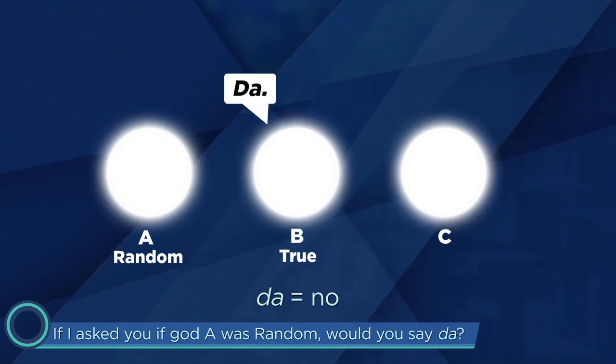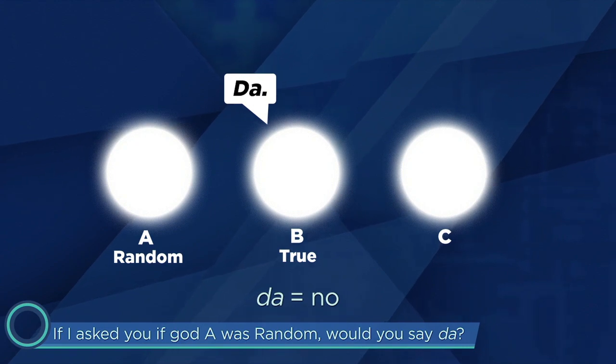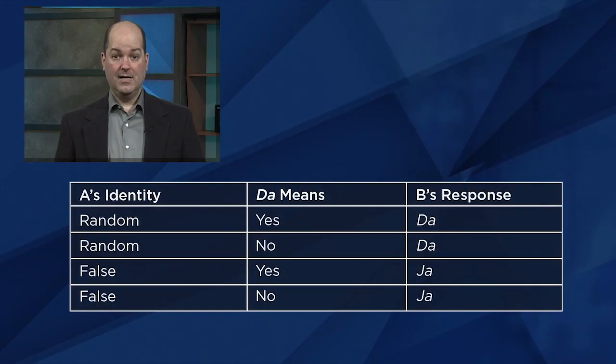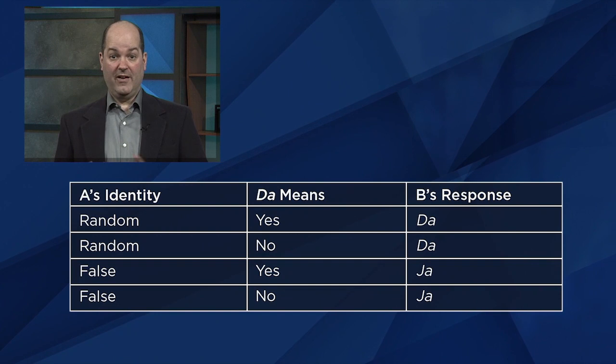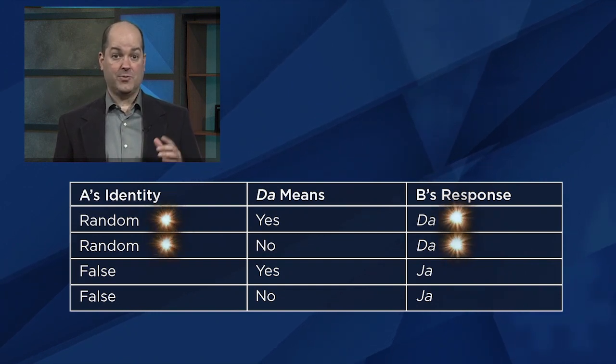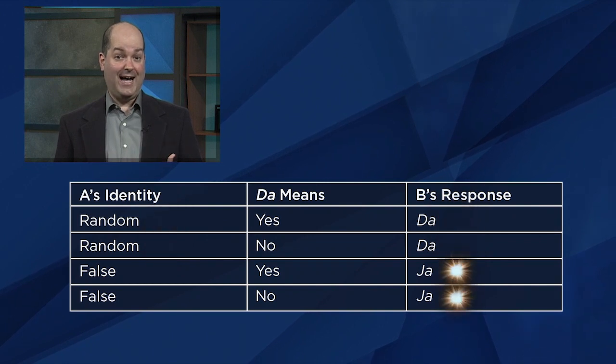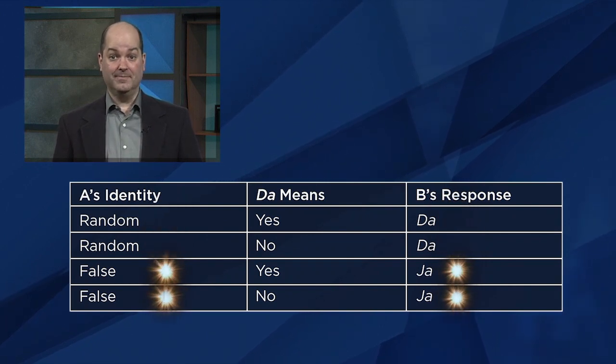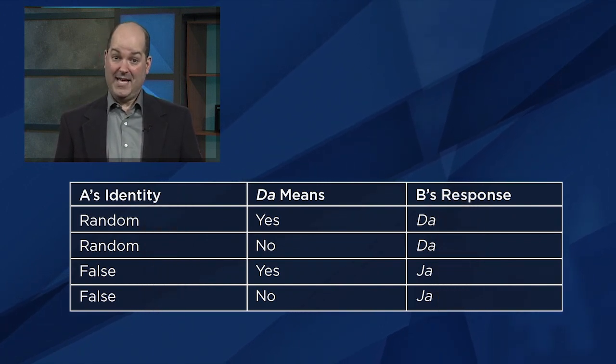It can be difficult to keep track of all the cases, but if we suppose that B is true, then the cases work out like this. The point is this. If B is true, then a response of da tells us that A is random, and a response of ja tells us that A is not random. And if A isn't random, then C is.